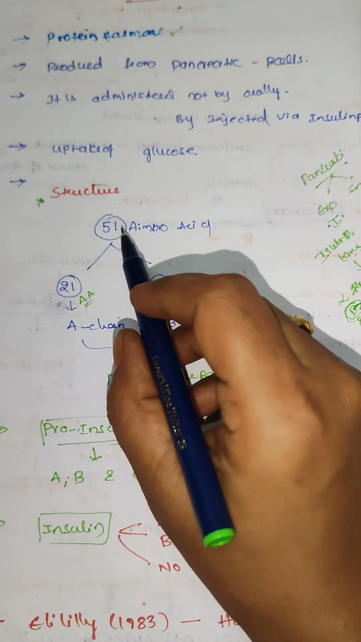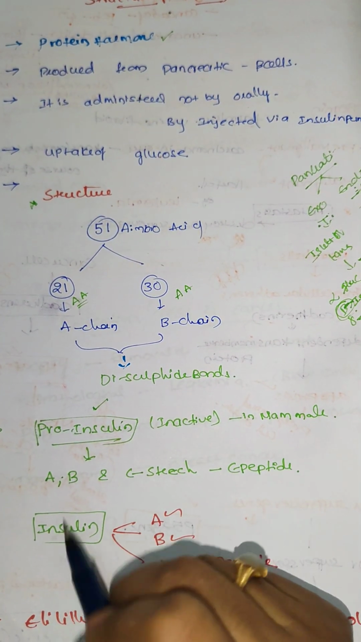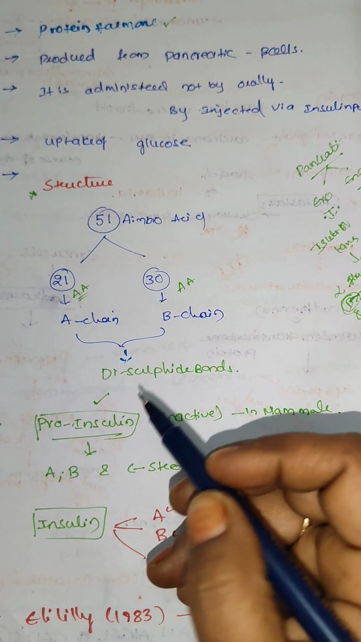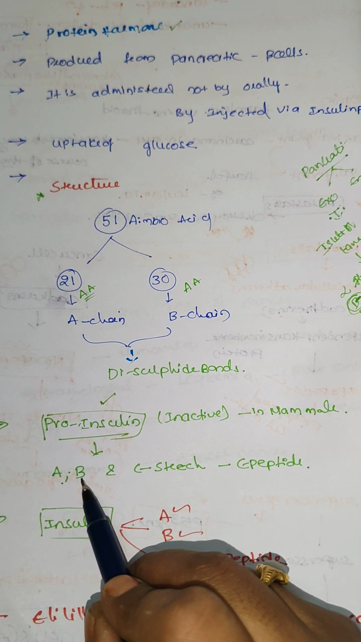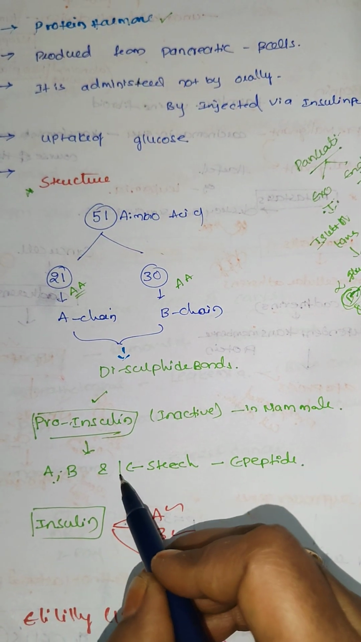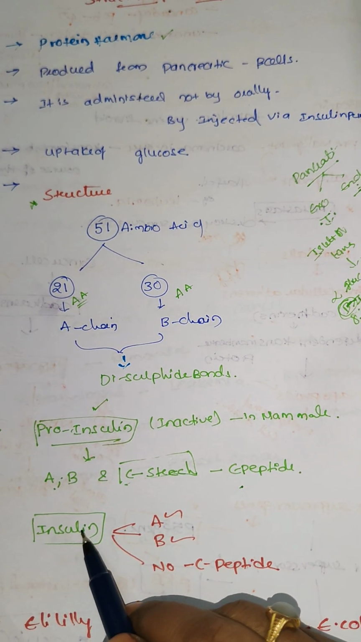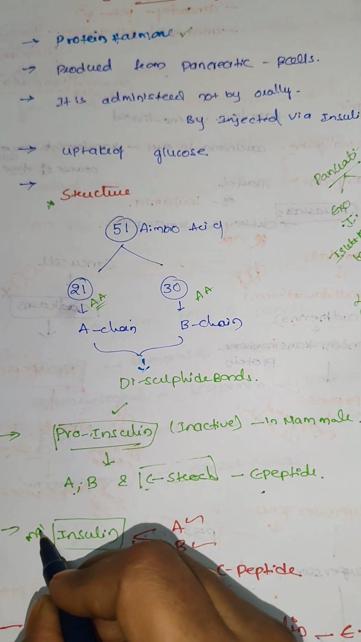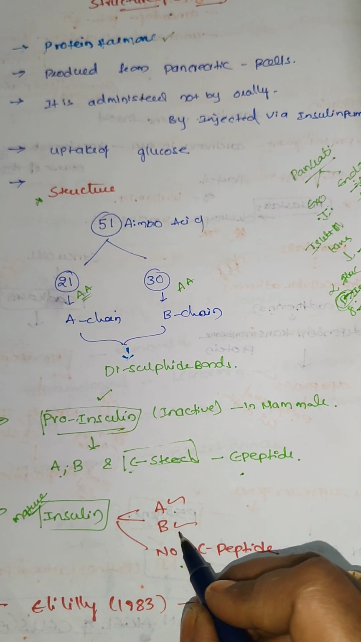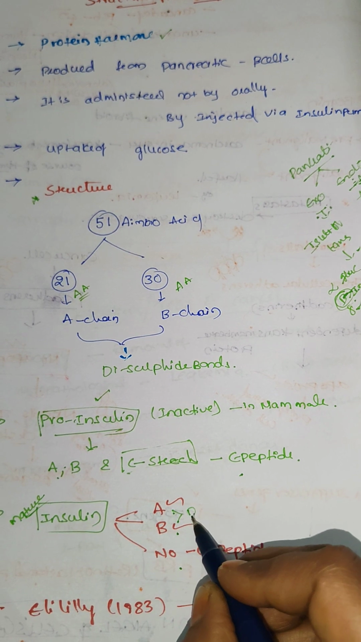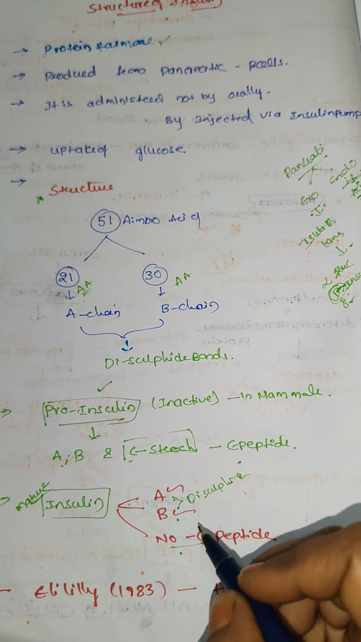In mammals and in humans, the insulin is in an inactive state, that is called proinsulin, just like proenzymes. The proinsulin contains the A and B chains and also an extra C stretch, that is called C peptide. But in the mature insulin, there is no C peptide, only the A chain and B chain with the disulfide bond. So there is no C peptide chain.